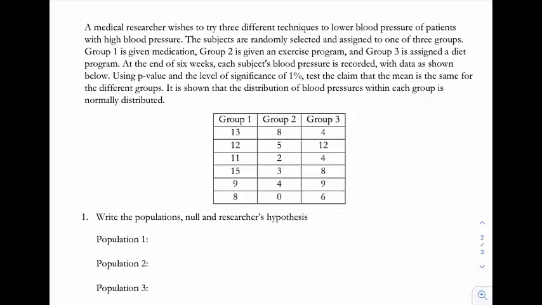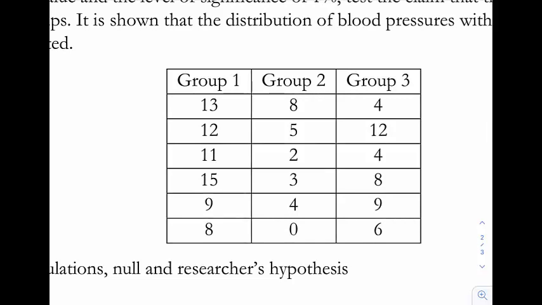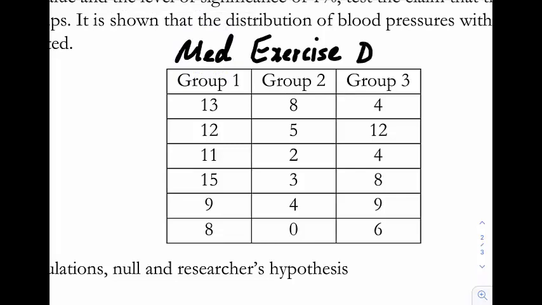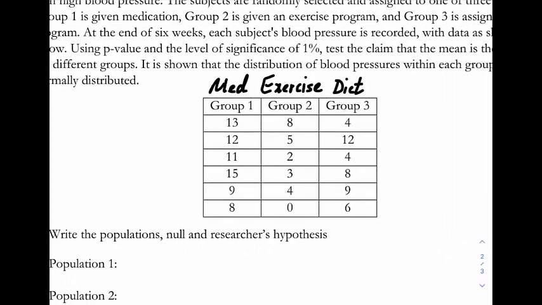Alright, so starting off with each one of these, group number 1 is the medication group. So they're the ones that received the meds. Group number 2 is the exercise group, and group number 3 is on a diet. It says that at the end of those 6 weeks, the blood pressure is recorded again and listed here.